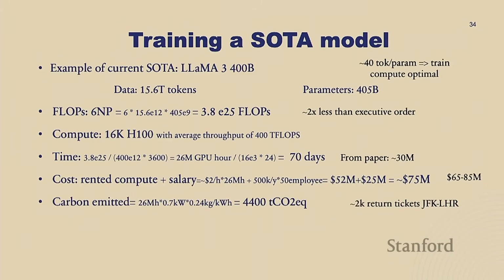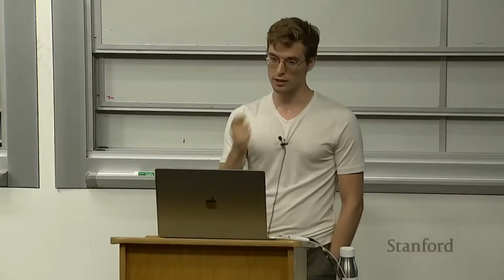Carbon emitted. A lot of people might ask, the cost is not the only thing that is important. So I did the computation. It's around 4,000 tons of CO2 equivalent. That is actually only 2,000 return tickets from JFK to London. So right now, carbon emitted is, I mean, it's huge, but it's not meaningful yet. I think in maybe GPT-6, GPT-7, once you multiply this by 100, that might become a real issue. Right now, it's still not, I think, an issue in the grand scheme of things.